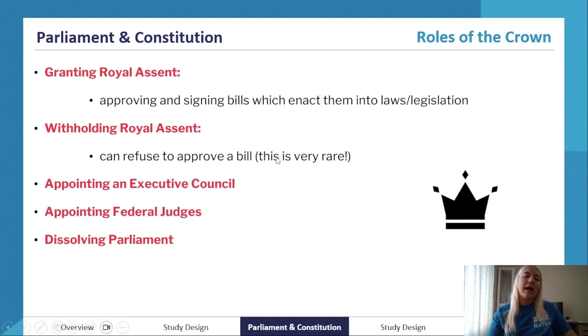Okay. And they can also dissolve Parliament. So in the instance that there is corruption that's been discovered or something happening that should not be happening in Parliament, obviously this is really rare, they could dissolve the whole Parliament, meaning that elections would be held again. Early elections would occur to re-elect the entire Parliament all over again because something happened.